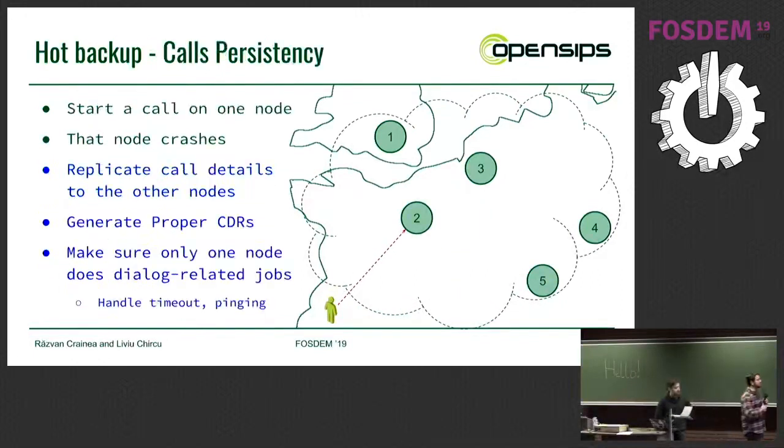One extra use case is high availability and ensuring it using hot backups. Imagine that you start a call with node 2, but this node crashes. What happens with the call? What happens with the CDRs?